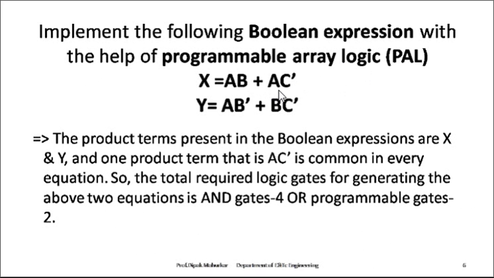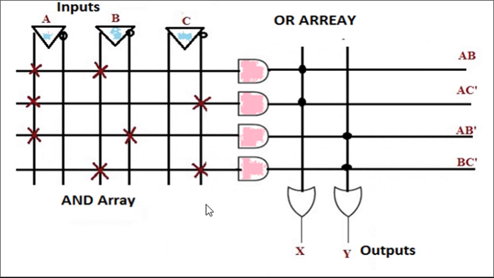X equal to AB plus AC dash, Y equal to AB dash plus BC. So the product terms present in the Boolean expressions are for X and Y, and one product term, that is AC dash, is common in every equation. So the total required logic gates for generating the above two equations are 4 programmable AND gates and 2 programmable OR gates. See again, 1, 2, 3, 4 terms are given. All 4 are different, so that's why it requires 4, and for the 2 functions we require 2 OR gates.